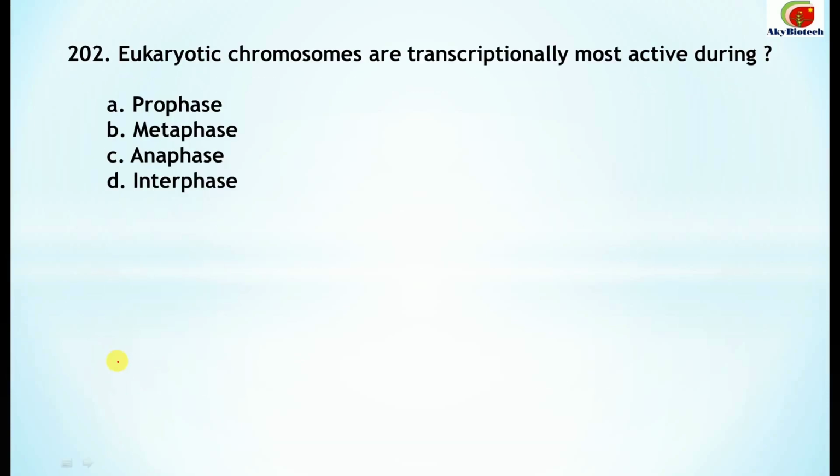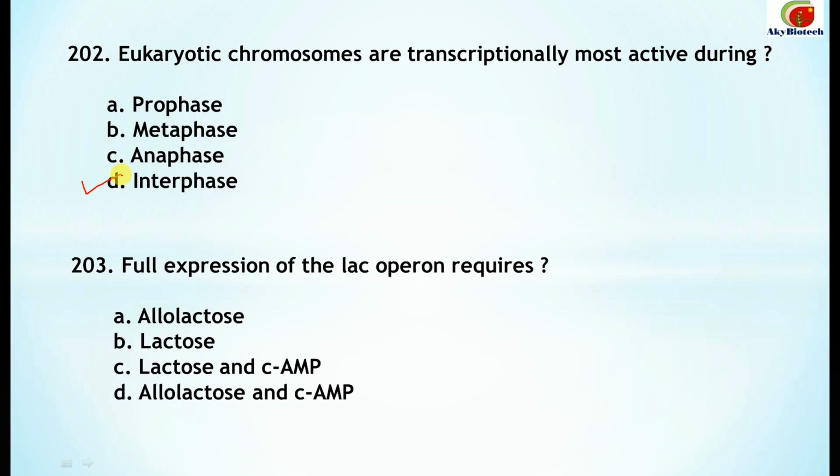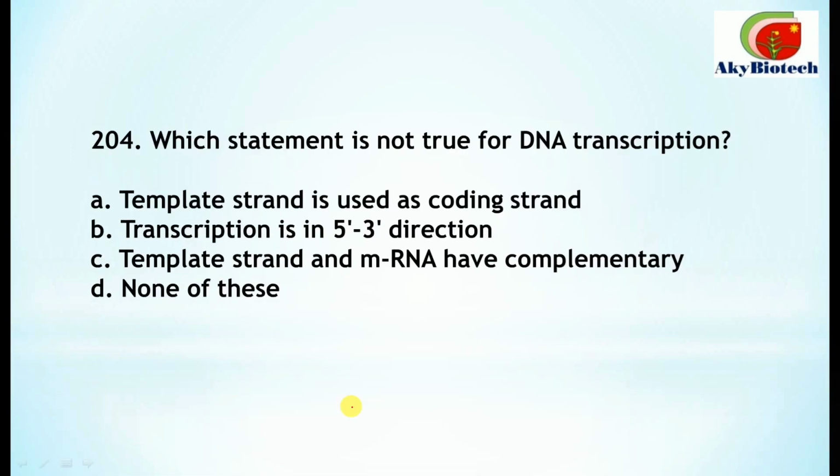202. Eukaryotic chromosomes are transcriptionally most active during the interphase. 203. Full expression of the lac operon requires the inducer, that is allolactose, and cAMP. Question number 204. Which statement is not true for DNA transcription? The correct one is this, that is the template strand is used as coding strand.